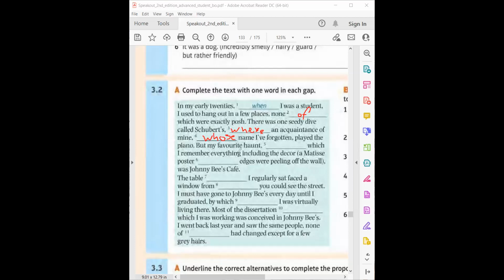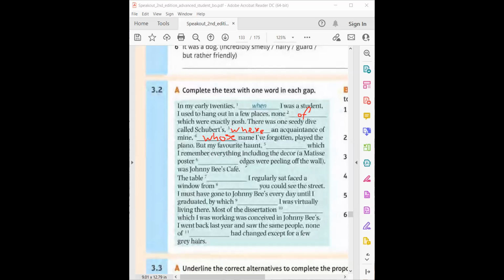But my favorite haunt, all of which I remember. Number 5, all of which, right? Yes. Okay. I remember everything, including the decor.